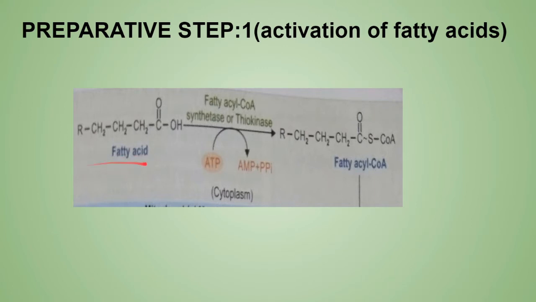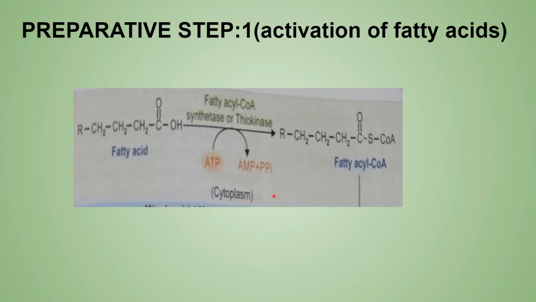Now over here, the fatty acid is activated into fatty acyl-CoA by thiokinase or fatty acyl-CoA synthetase with the help of one molecule of ATP. Over here, just remember, two high energy bonds are used, so that's why ATP is converted into AMP plus PPi. Just remember, it occurs in the cytoplasm.